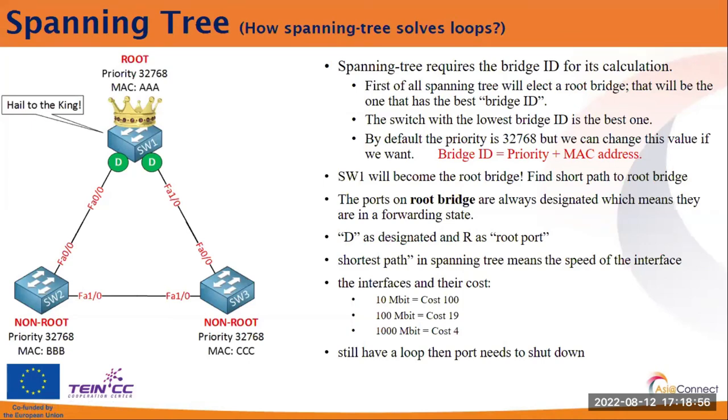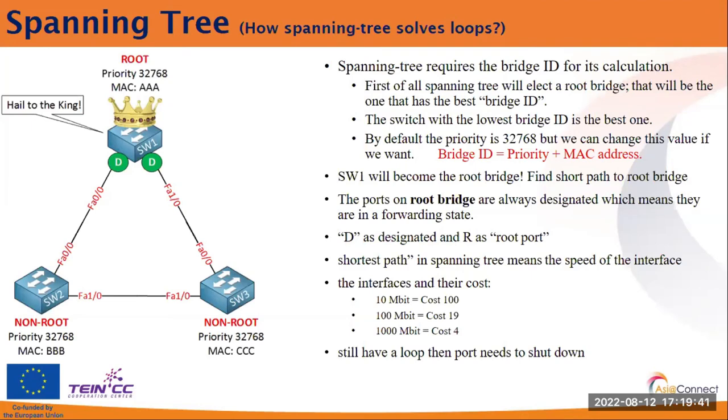By default, the priority is 32768. We can change it also. In this example, switch one is the root bridge, because the priority and MAC address decide the bridge ID. All the switches have the same priority, so it will be the MAC address that decides. Let's think if switch one has the lowest MAC address, so the best bridge ID can be found in this switch one, and this is the root bridge.